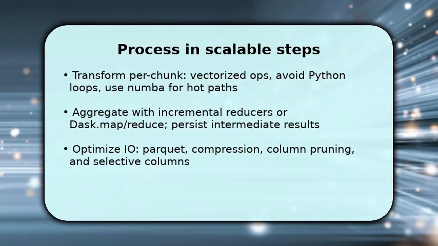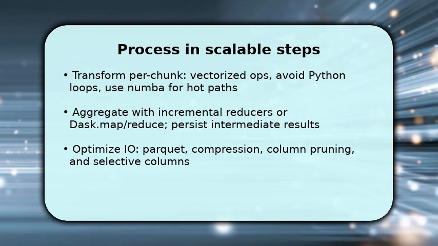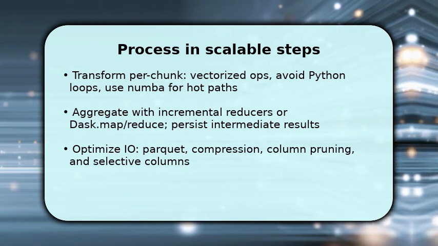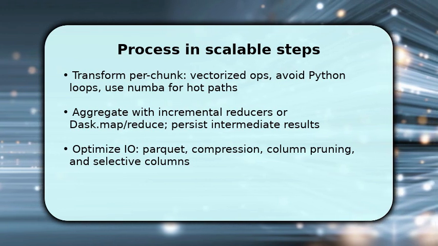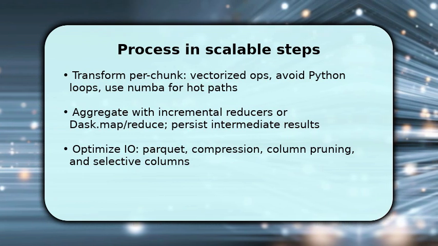You now implement the pipeline. Read in manageable chunks, apply vectorized transformations, and avoid Python-level loops. If needed, accelerate hot functions with Numba. Use incremental reducers or Dask's map/reduce to compute aggregates without materializing all rows.